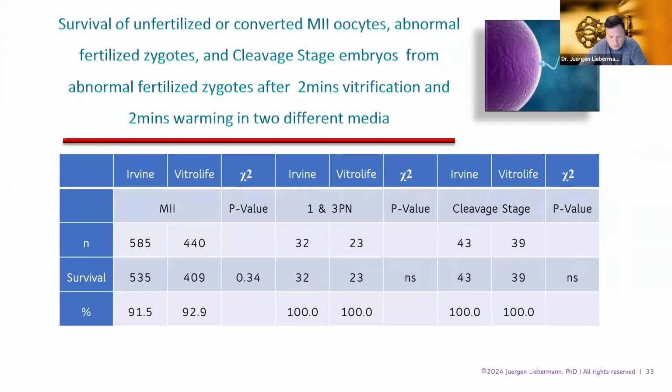I also used material that is not for use for patients, unfertilized metaphase 2 oocytes, or even metaphase 1. They converted overnight, but we didn't do ICSI because we were not ready for ICSI. And you see also here, again, two media I compared, more than 90% survival. I used 1 and 3 abnormally fertilized zygotes. They survived 100% as well, as did cleavage stage embryos derived from abnormally fertilized oocytes.